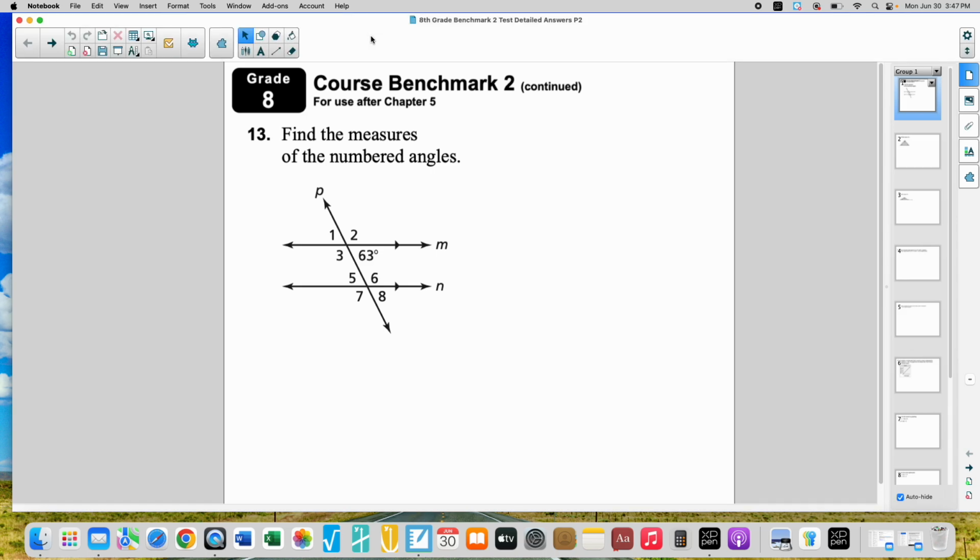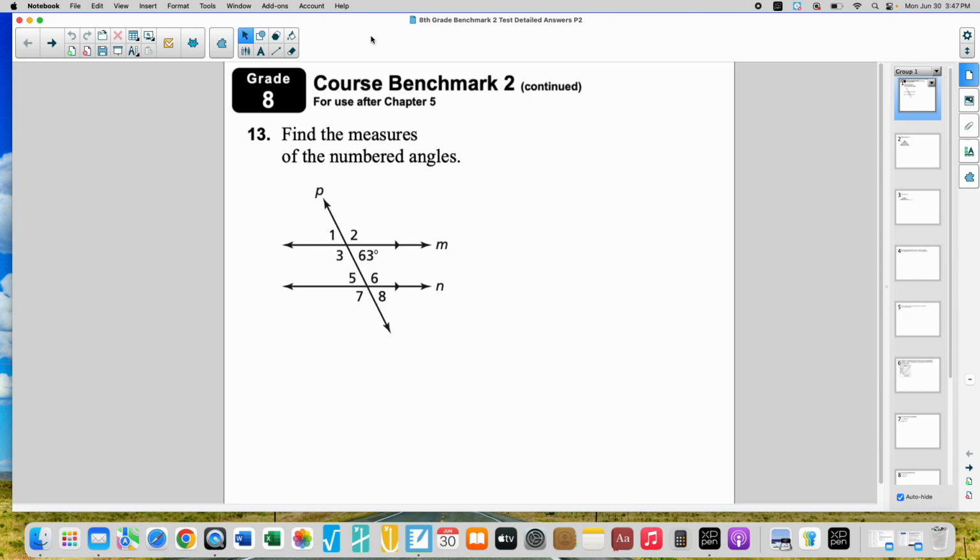We are on benchmark 2, page 2, problems 13 through 22. As we've seen, benchmark 1 and the first page of benchmark 2 are very, very similar. A lot of the things that we did from benchmark 1 were reiterated and practiced again. So problems 1 through 12 were a little bit of a repetition, which is good. And now number 13 is something new.